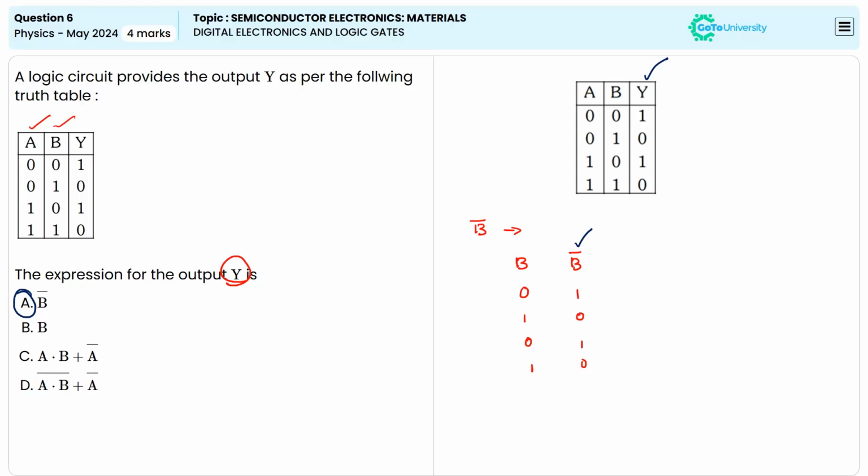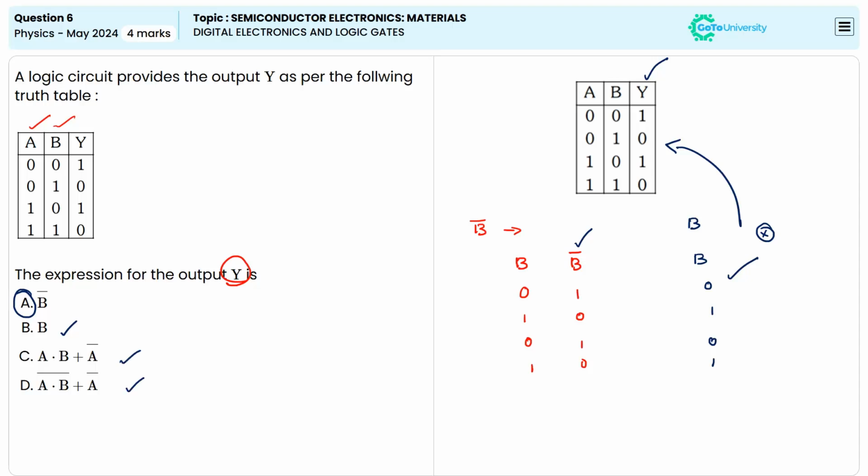Let us check why the other options are wrong. If we take the option B expression, the expression is only B. So here B is 0, 1, 0, 1. Let us check this with the Y output in the table. Both are different, so option B will not be the correct answer. This is how we have to check options C and D as well.